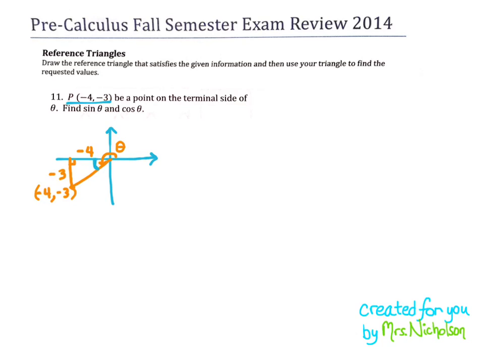And now I need to find my radius. I know that the numbers 3, 4, 5 make a right triangle, and so my radius here, the hypotenuse of my triangle, would be 5. Now that I have all three sides of the triangle, I can find any trig function that I want to. In this case, we're asked to find sine and cosine.